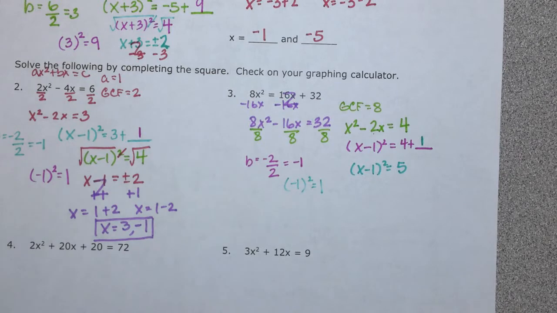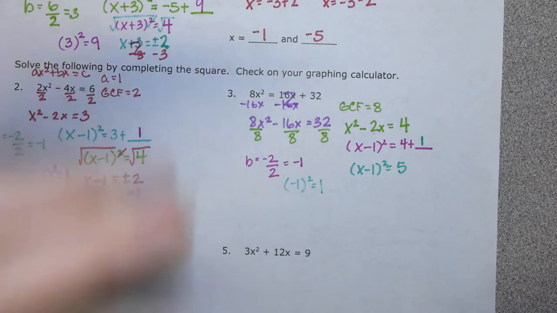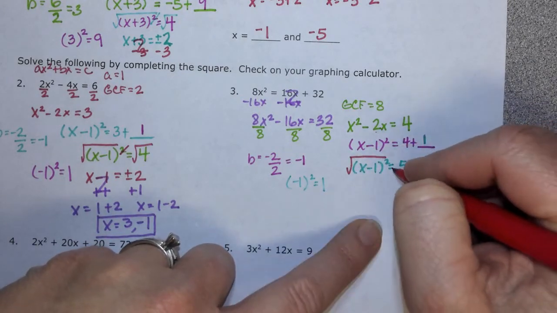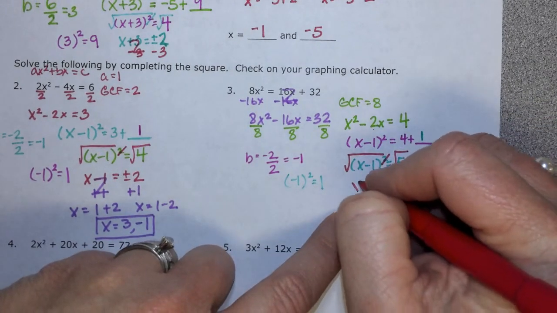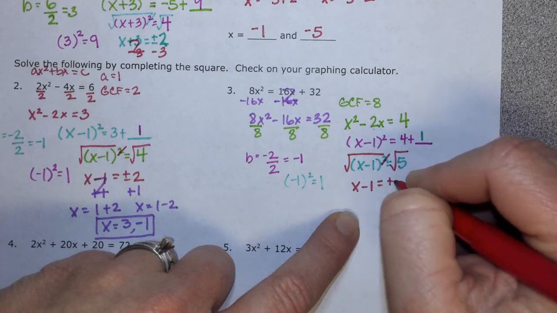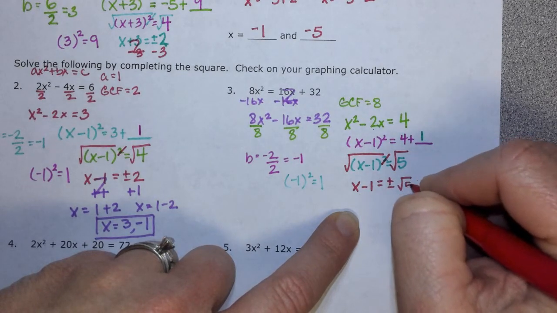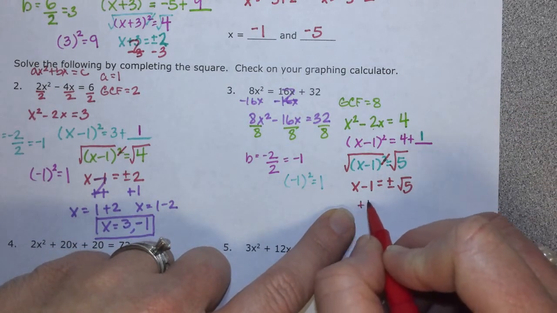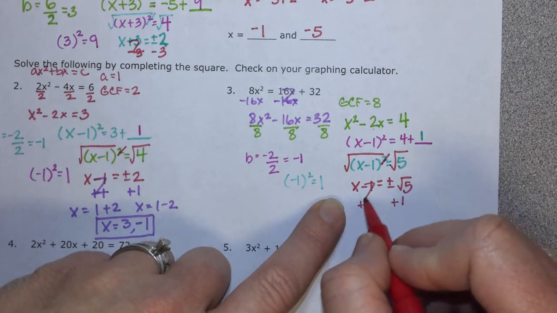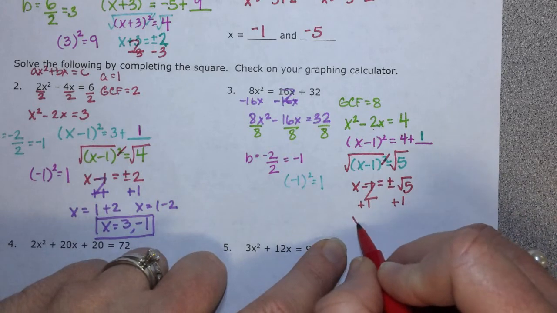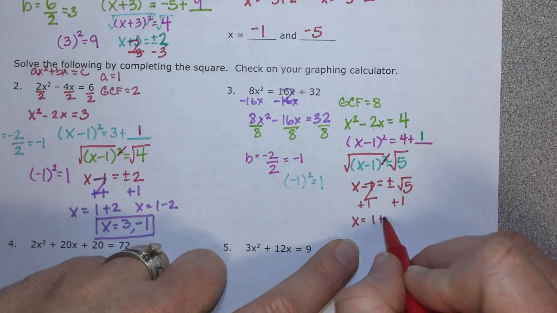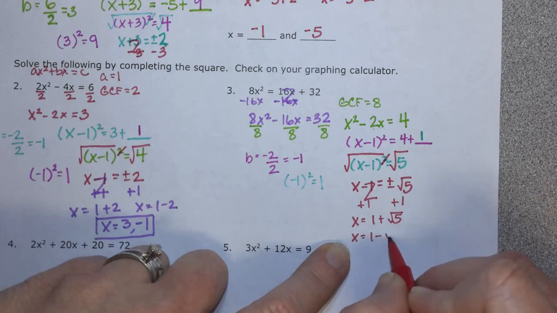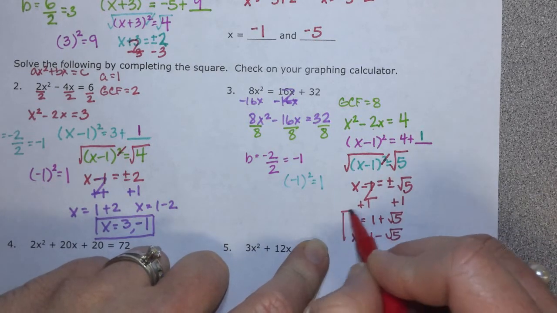And now it's all set up so that I can use the square root method. So let's square root each side. Then I'm going to have x minus 1 equals plus or minus the square root of 5. And then to solve for x, all I need to do is add 1 to both sides. My solutions are going to be x equals 1 plus the square root of 5 and x equals 1 minus the square root of 5.